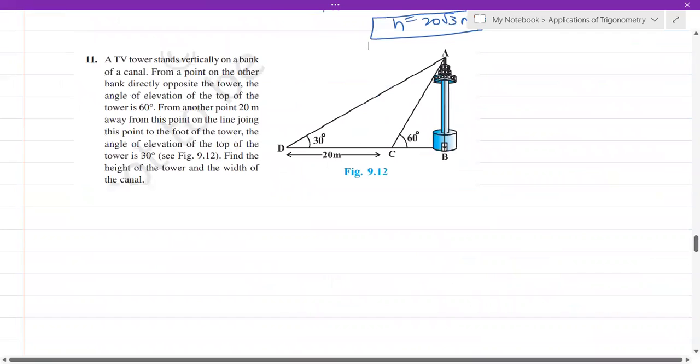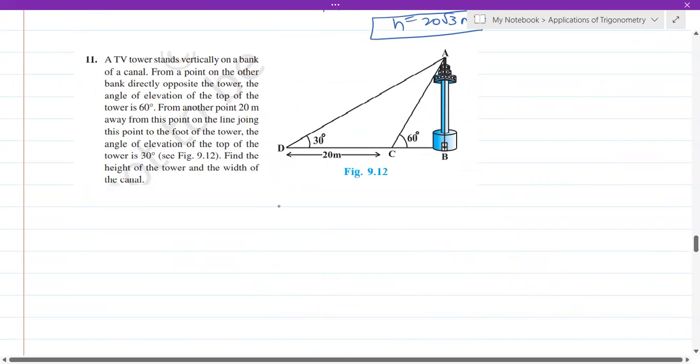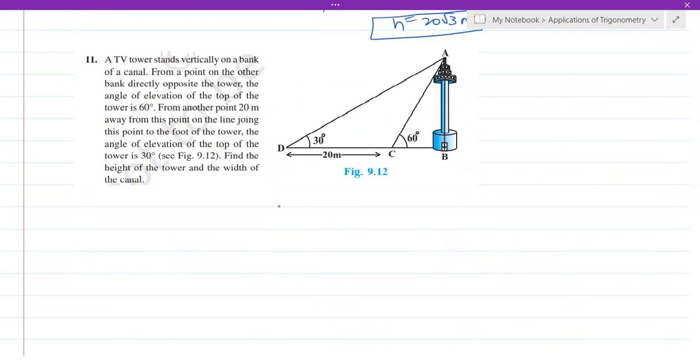In the next question, they have already given the figure, but let's analyze it. A TV tower stands vertically on the bank of a canal. So AB is the tower, as you can see from the figure. From a point on the other bank directly opposite to the tower, that is from C, the angle of elevation of the top of the tower is 60 degrees.